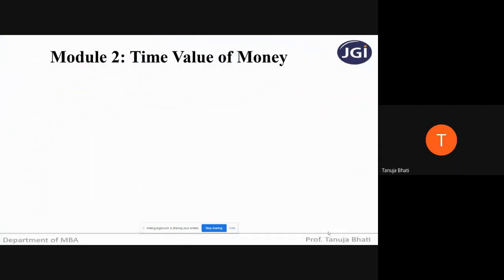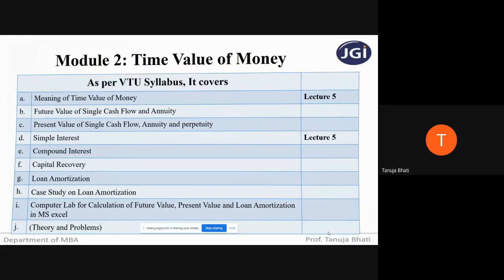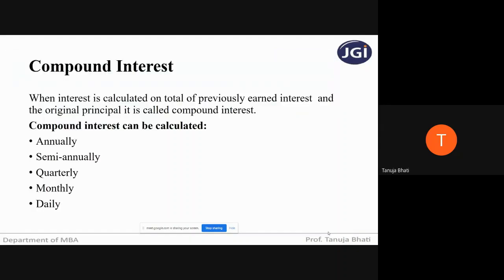As we know, module number 2 is value of money, and in lecture number 5 we have already seen what is the meaning of time value of money. We have seen what is simple interest and problems on simple interest. We had already seen what is compound interest. So today we will be covering a revision on compound interest and certain problems on compound interest.